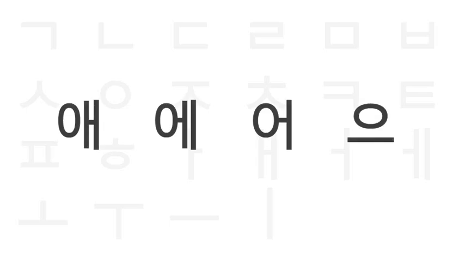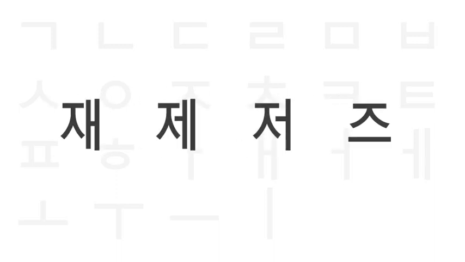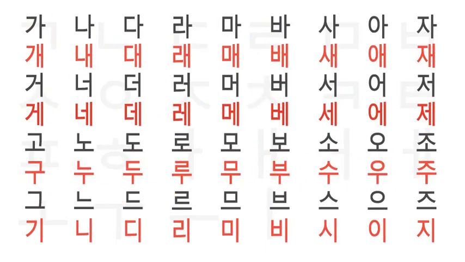에, 어, 으. 세, 서, 스. 배, 버, 브. 제, 저, 즈. 레, 러, 르. And now, after watching part 1 and part 2 of this series, you have learned these individual letters and you can read all of these combinations.